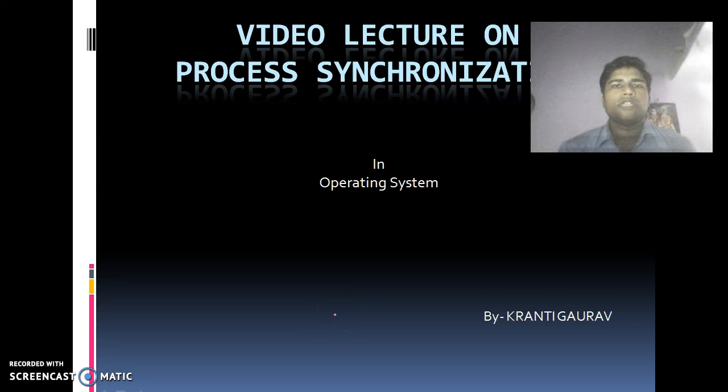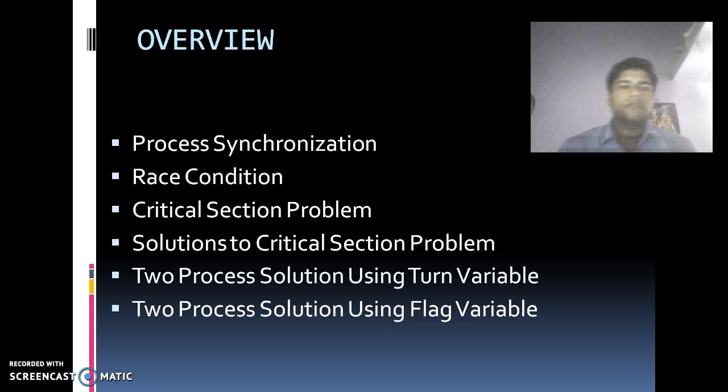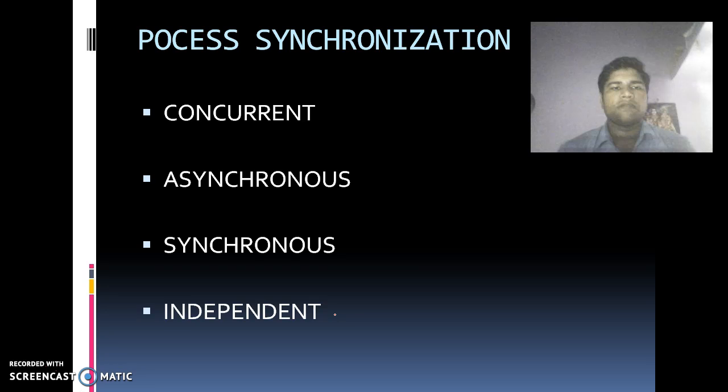Today I am going to teach one of the most conceptualized topics of the operating system, that is process synchronization. So let me start. Firstly, a brief overview of what we will study today: process synchronization, then race condition, then critical section problem, then solution to the critical section problem, two process solution using turn and flag variable.